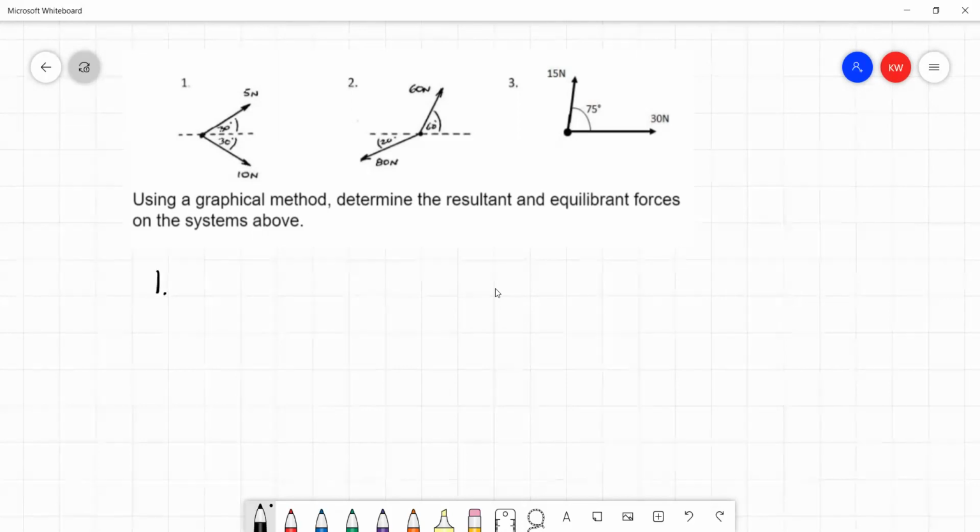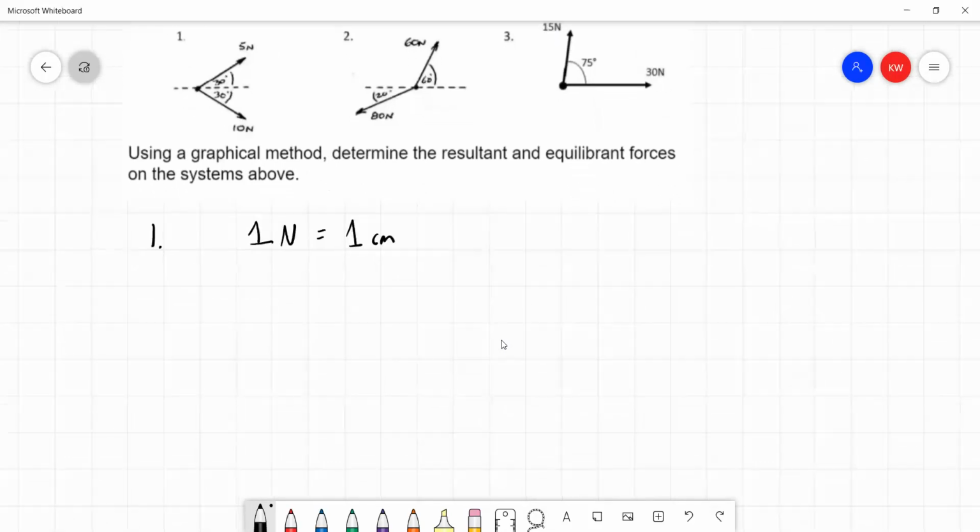We can see the sizes of forces in the question are 5 newtons and 10 newtons. So it would seem quite sensible to use a scale of 1 newton is equal to 1 centimetre. And that's going to fit nicely on our page. It means that a force of 5 newtons should be a 5 centimetre line, and a force of 10 newtons should be a 10 centimetre line. So we can draw in these vectors now on our page.